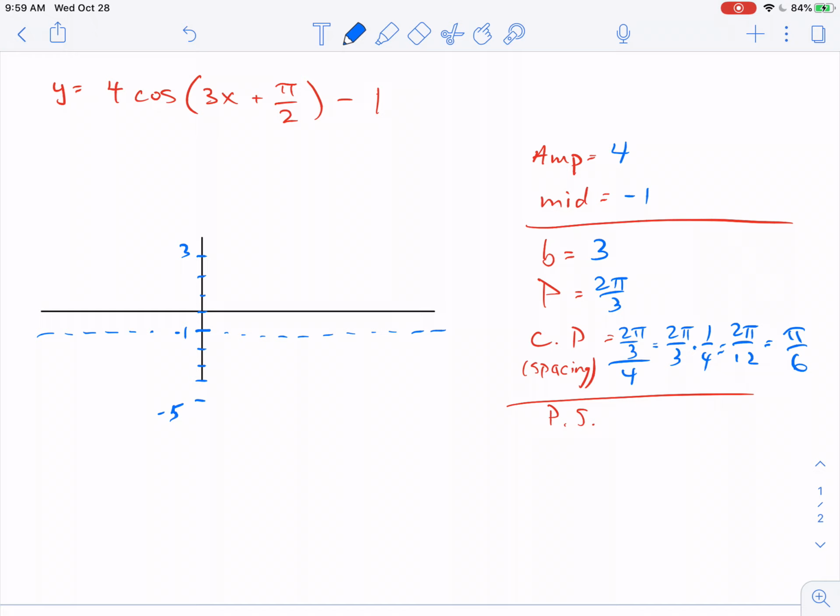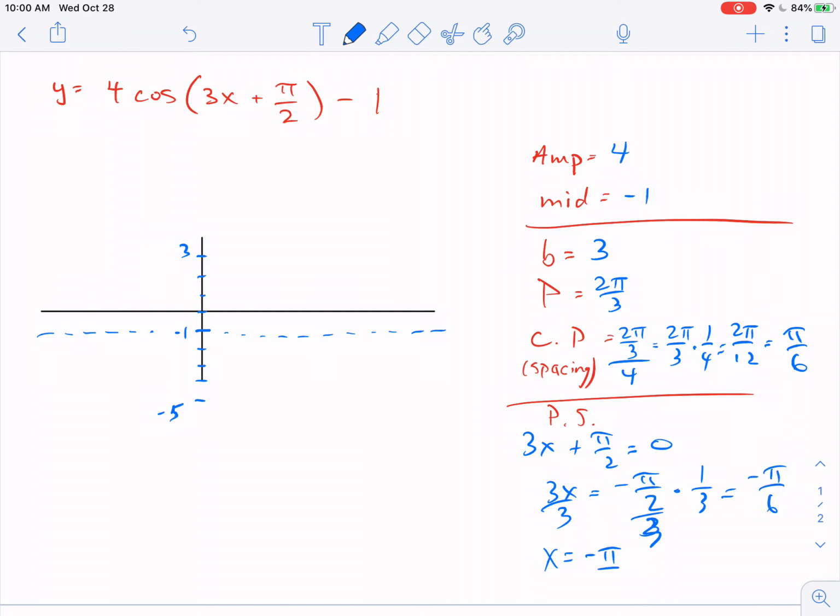And then the last thing here is the phase shift. So we're going to go 3x plus pi over 2 and subtract the pi over 2, then divide by 3. And when you do this, remember that's like multiplying by 1/3, and so I get negative pi over 6. And so my critical values are spaced every pi over 6, but because of the phase shift, I'm going to start left pi over 6.